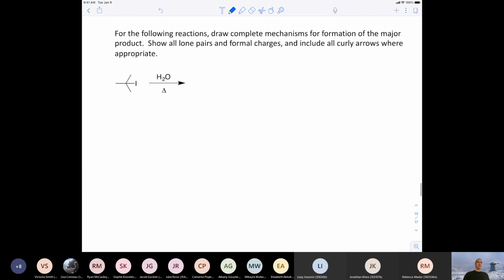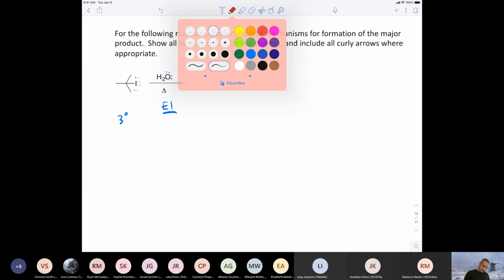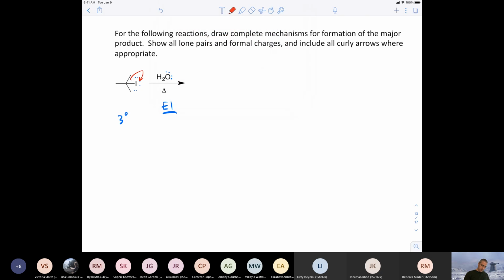Okay, let's turn it into a more reasonable leaving group. Now we still have tertiary. Iodide's a fantastic leaving group. We have a protic solvent, and we have heat. Now we can confidently do our E1. So, redrawing it, the leaving group leaves. The arrow starts at the CI bond. It's important where you start and finish these things.